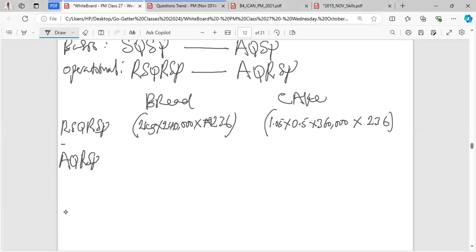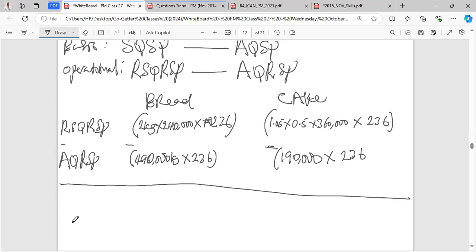All right. Actual quantity. What is the actual? Now you see that's where we'll be using the 490. For actual quantity here, it is 490,000 kg. Revised standard price is 236. Now your actual quantity here is 190,000. Revised standard price is 236. Now that is done, let's calculate.